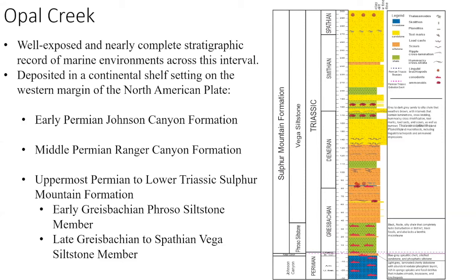Now the Sulphur Mountain Formation in our study is further subdivided into the early Griesbachian Phroso Siltstone member, and then the late Griesbachian to Spathian Vega Siltstone member. And over here we have a beautiful strat column that y'all can gawk at, or you can email me if you want to see it up close.